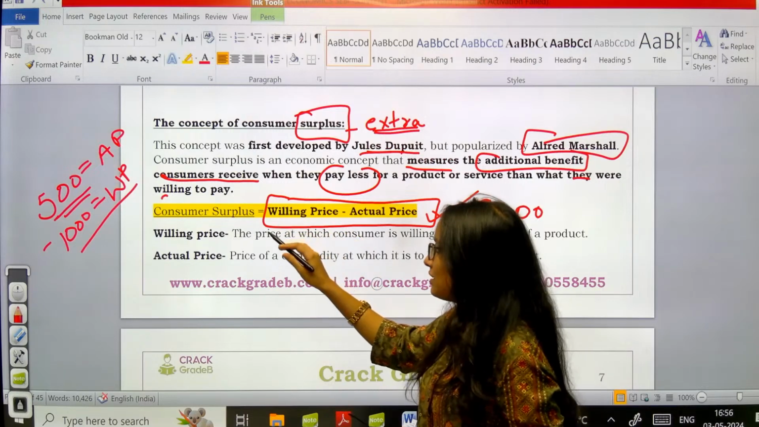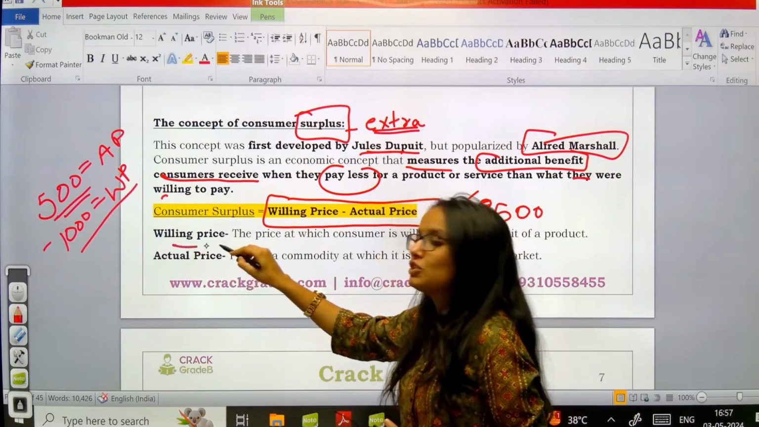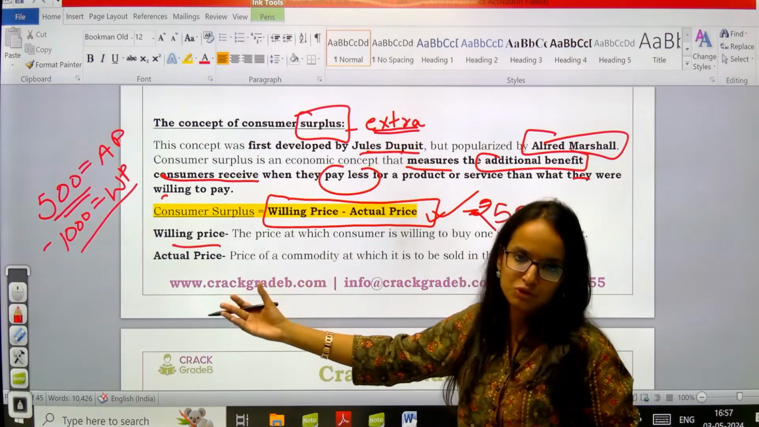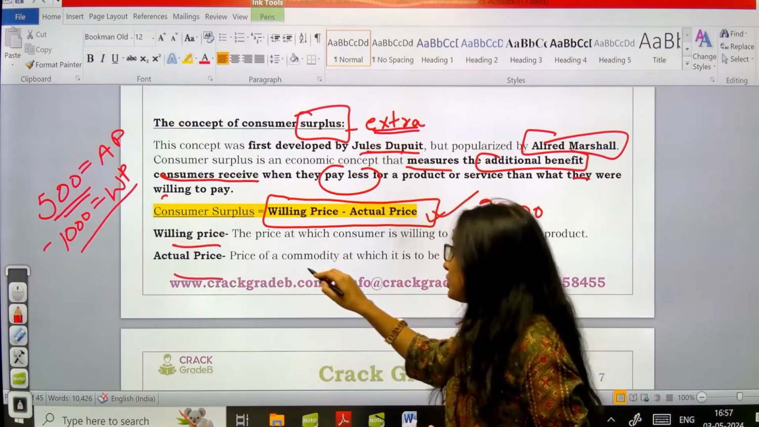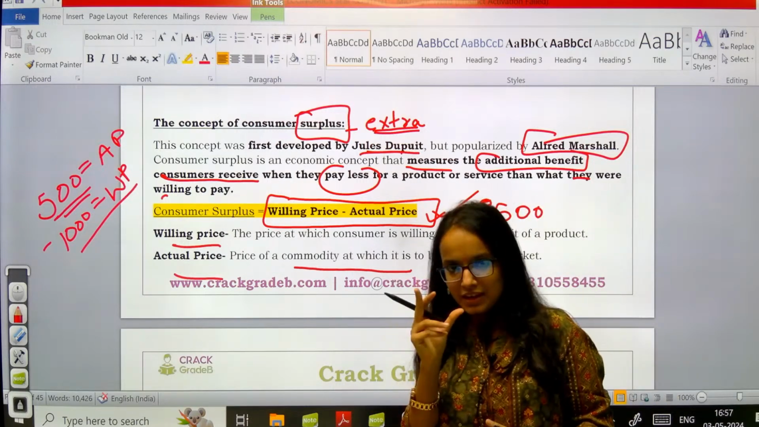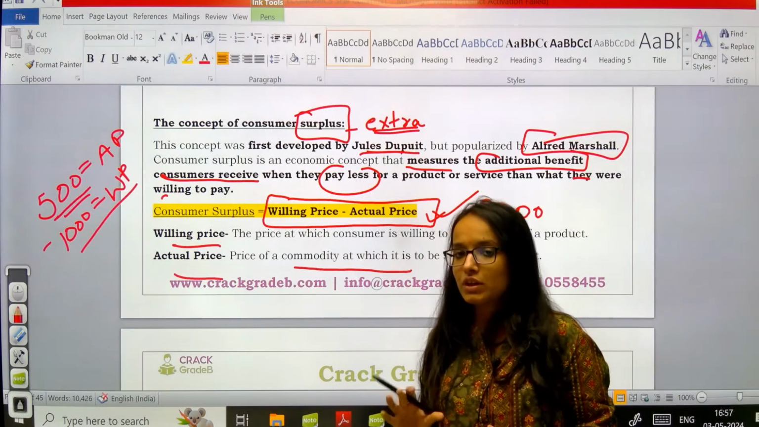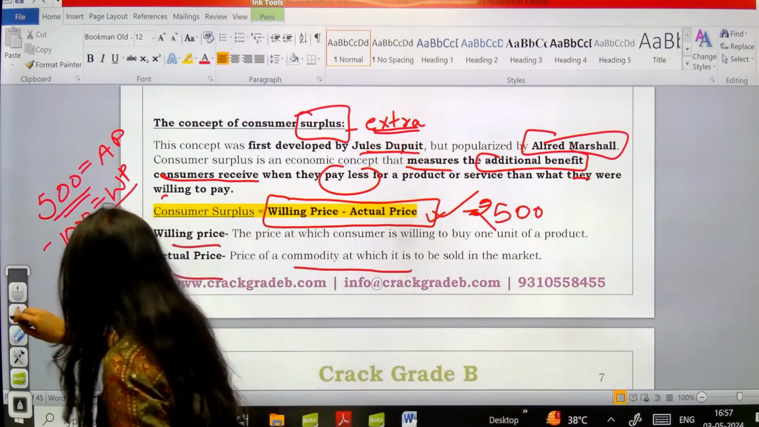So consumer surplus is willing price minus actual price. Willing price is what the consumer is willing to pay to buy that particular unit of a product. Actual price is the price of a commodity at which it is sold in the market, the actual price of that particular unit of that particular product in the market. Okay, moving ahead.